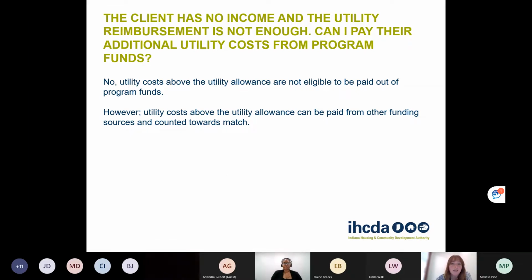So if this is something that you have a lot of clients struggling with, this is something that you are still able to help them out with. It just can't come from program funds.